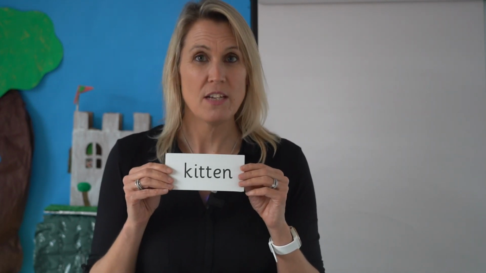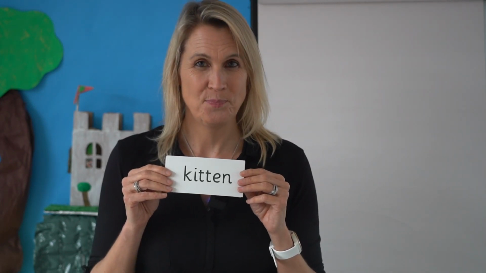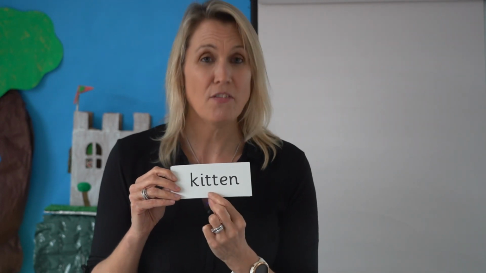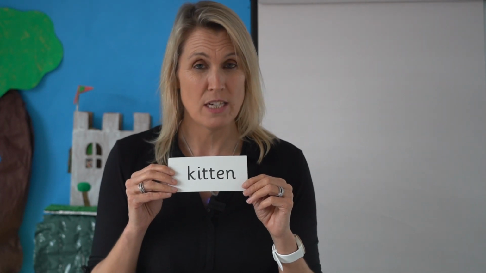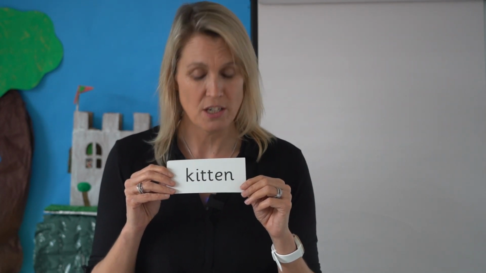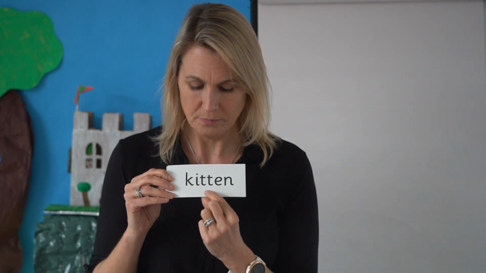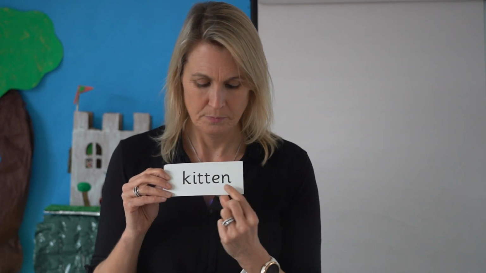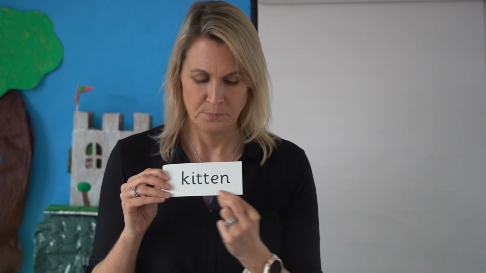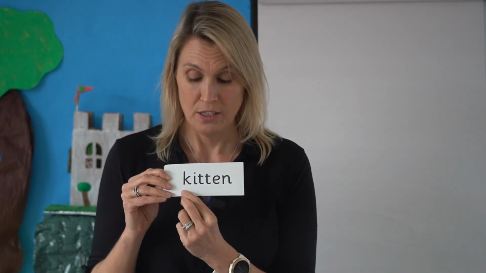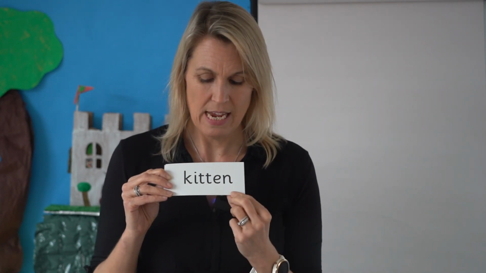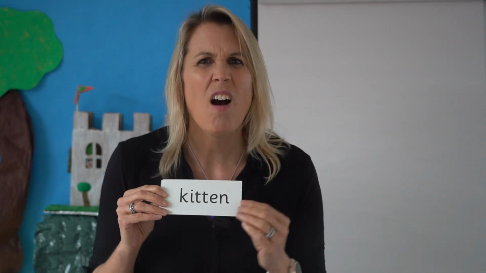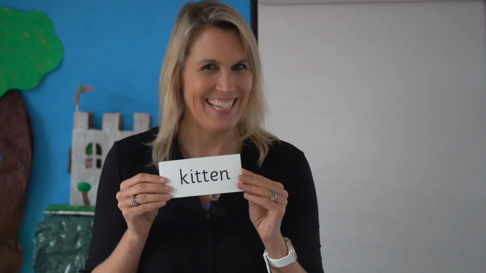Okay, next word. Can you spot the digraph? Yes, the digraph is tt. Read each sound as I point, then blend and read the word. It's another longer word, so let's chunk it up. K, i, kit, t, n, kitten. I love stroking soft little kittens.